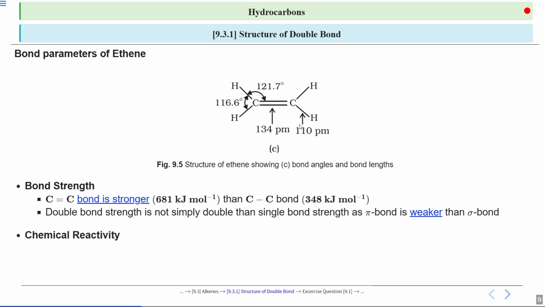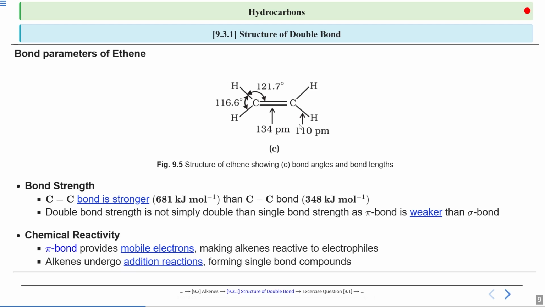Now, moving on to its chemical reactivity, the pi bond in alkenes like ethene provides mobile electrons. So these electrons make alkenes particularly reactive to electrophiles, which are species that seek out electrons. This reactivity is a defining feature of alkenes. Now, alkenes including ethene typically undergo addition reactions, right? So this is the characteristic reaction of your alkenes.